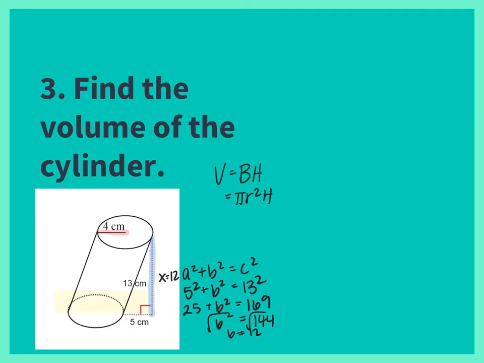Now I have enough information to substitute into my formula. Pi times my radius of 4 squared times my height of 12. 4 squared is 16. I'll multiply that by 12 and then leave it in terms of pi. 192 pi is our volume.